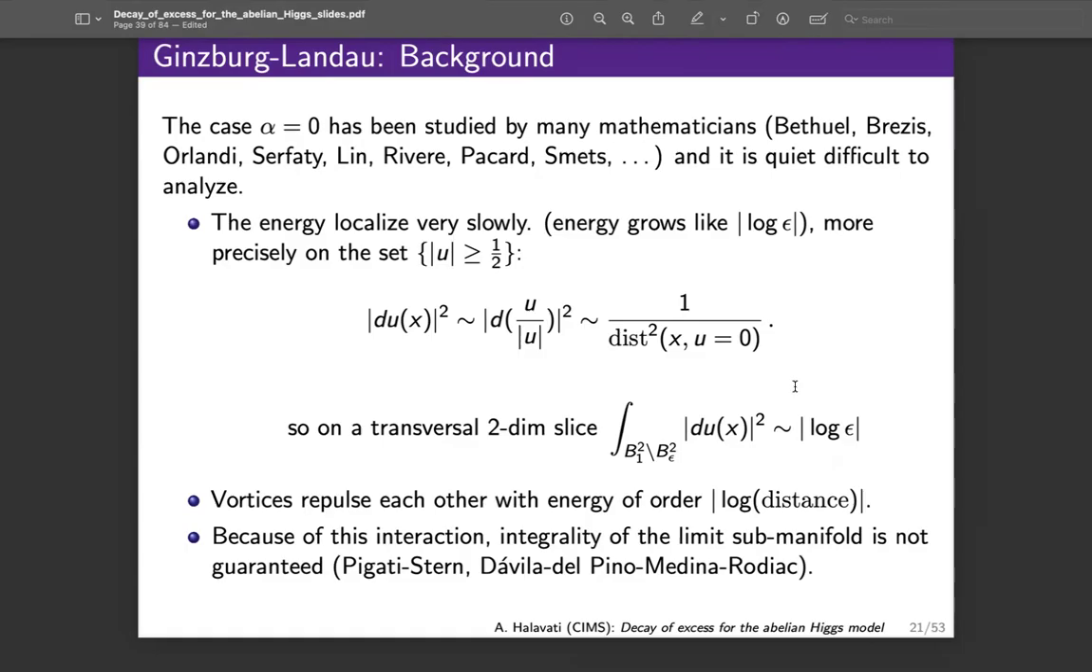So this means, with a lot of analysis, that because of this interaction, integrality of the limit submanifold is not really guaranteed. You can have two vortices twisting around and approaching each other diabolically to get you like 2.5 multiplicity in the end instead of 2, right? And this is in fact proved rigorously. So integrality of the limit submanifold is not guaranteed. It is guaranteed if you have less than 2 vortices, and there are counterexamples for 2 vortices in all dimensions. Okay.